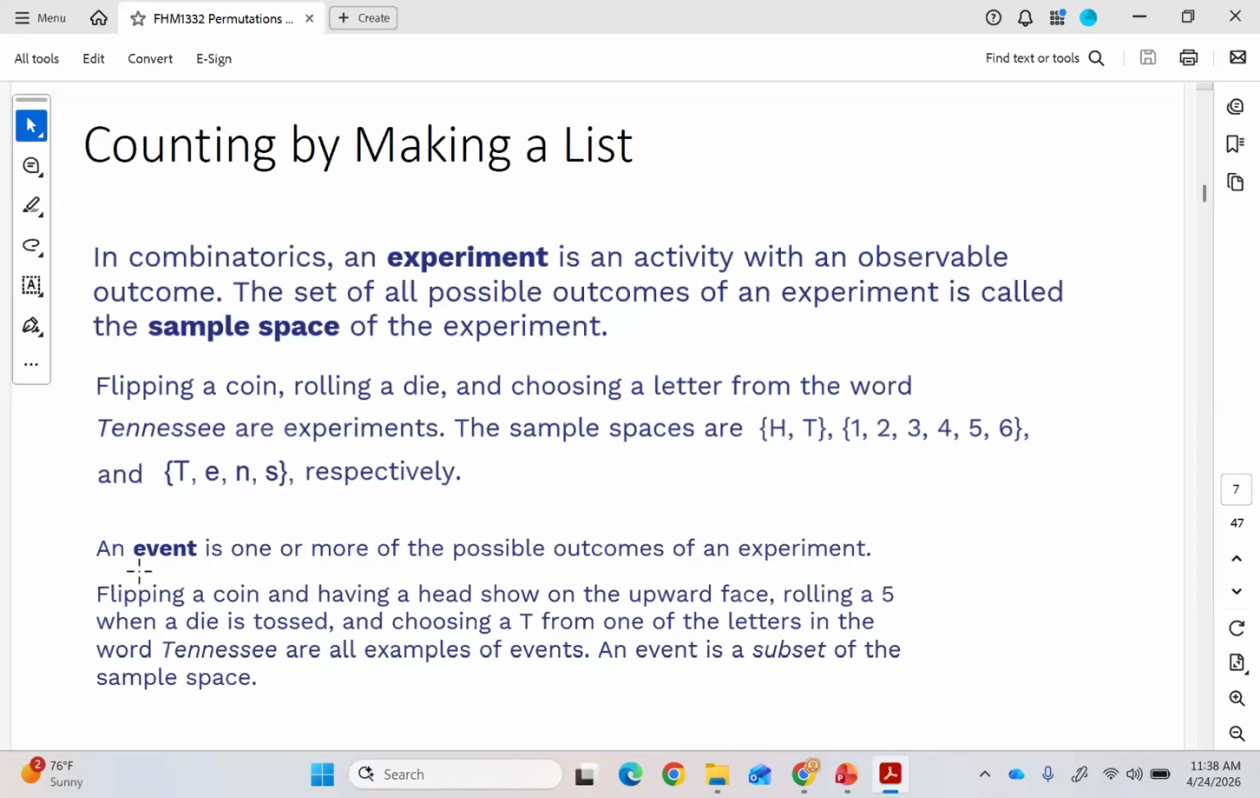We also call it an event when you have one or more possible outcomes. So if this is your sample space, an event would be just one of them, say three, or maybe you can have two of them, like two and five. I always try to relate this. Think about that you're gambling and you win if it lands on two and five. So the event of winning would be those two possibilities.